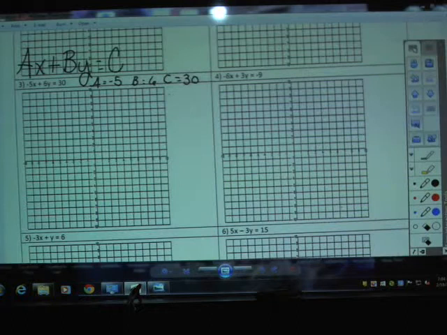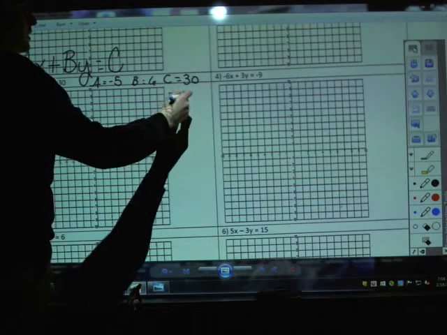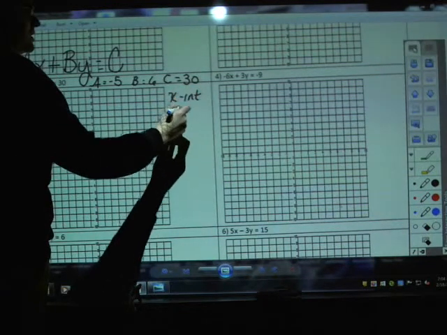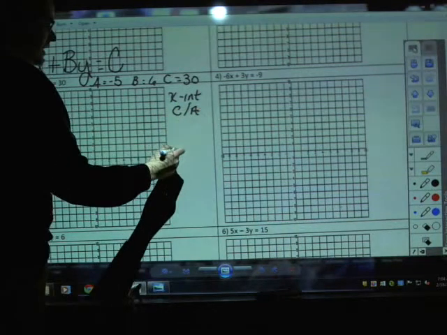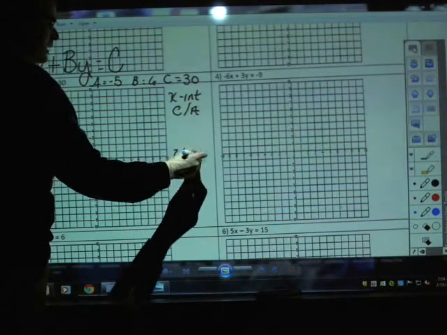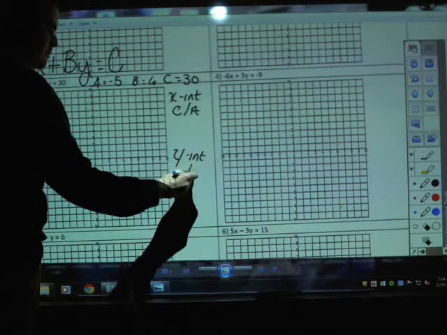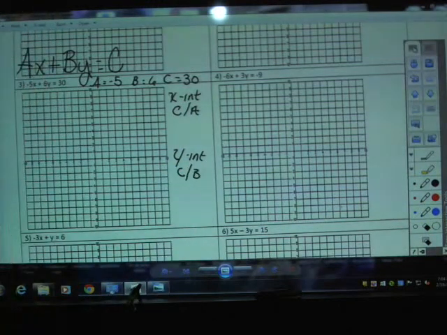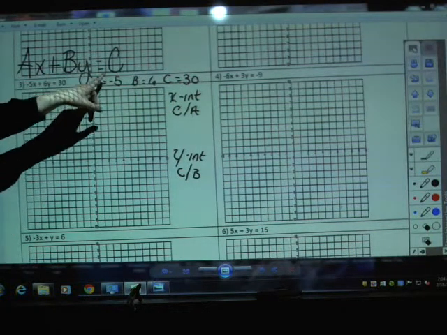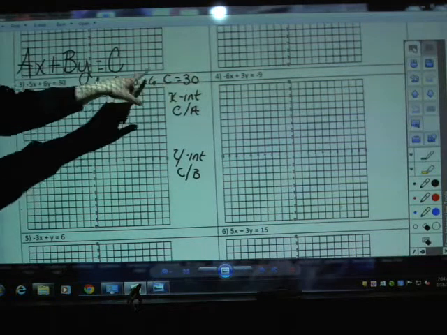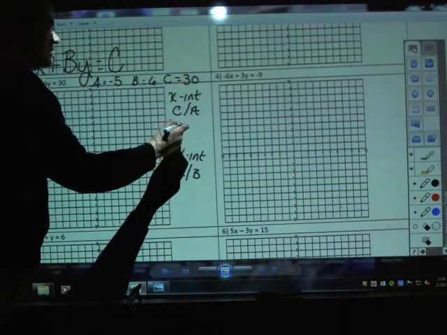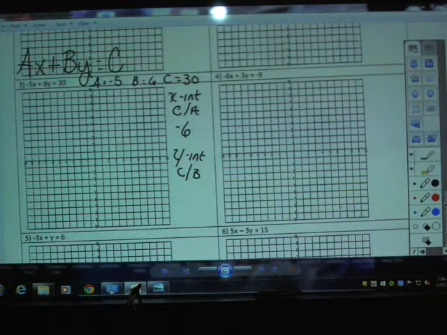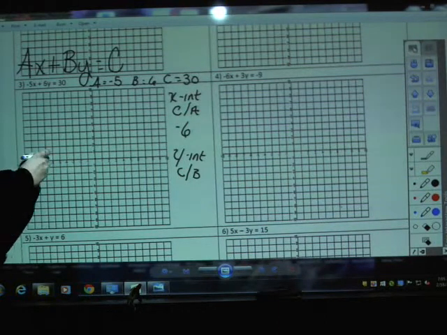We can find the x-intercept by taking the C value and dividing it by the A value. We can find the y-intercept by taking the C value and dividing it by the B value. So the C value here works out to be 30. The A value here is negative 5. 30 divided by negative 5 is negative 6. So the x-intercept is negative 6. So the graph of negative 5x plus 6y equals 30 is going to go through the x-axis at negative 6.